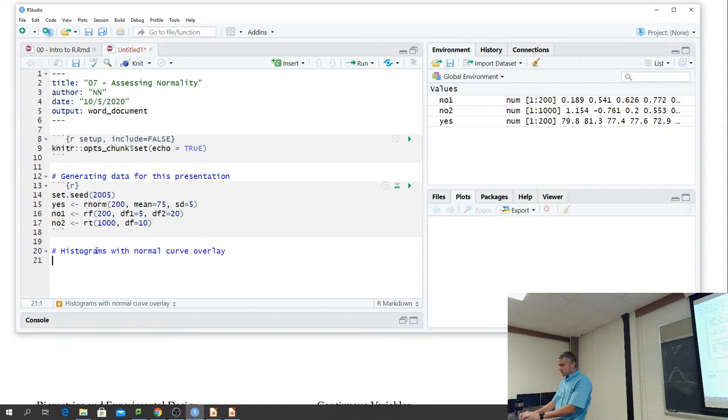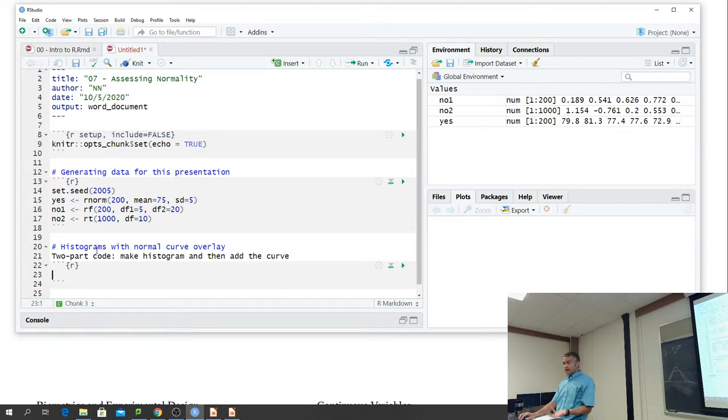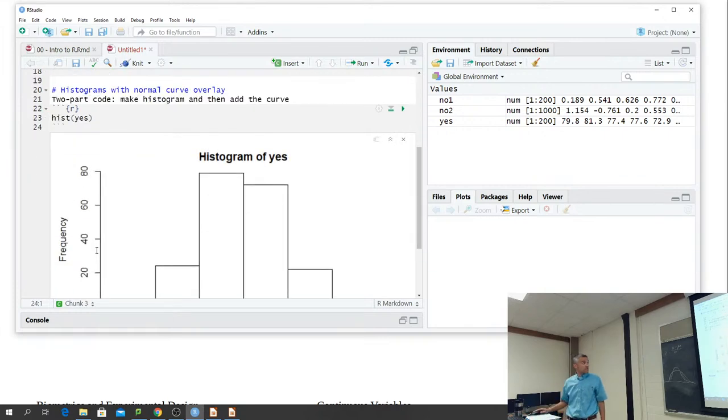All right, histograms with a normal curve overlay. This is a two-part code. So we make a histogram and then add the curve. All right, so using our yes vector, I'm going to do histogram of yes, all right? And when I run this, you will see that this makes a histogram.